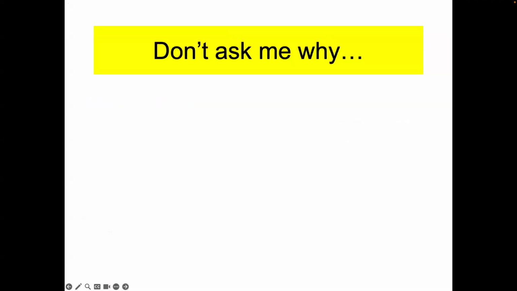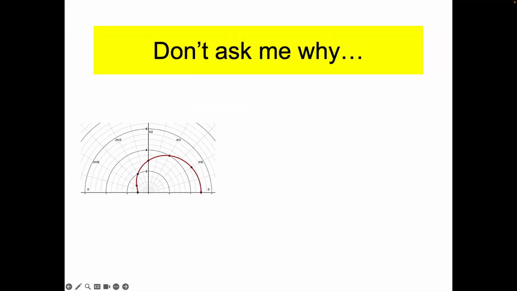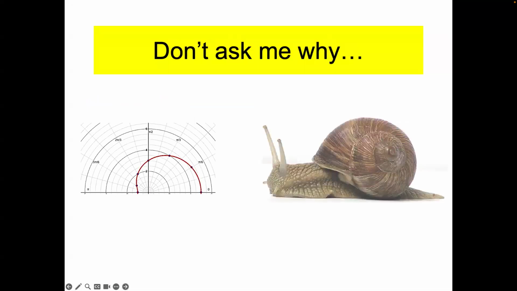So don't ask me why. I don't know. But whoever came up with this shape looked at it and said, okay, cut this in half, escargot, and it looks like a snail shell. Are you serious? Yes, I'm serious. It's not my favorite shape. If I did say it was my favorite shape, then I was not being truthful, right?